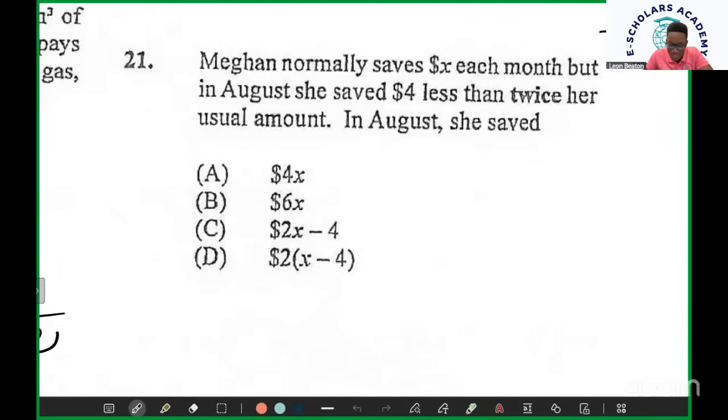So let's go. Megan normally saves X dollars each month, but in August, she saved $4 less than twice her usual amount. So twice her amount would be 2x, and $4 less than that would be minus 4. So we know this would be a nice and easy C.